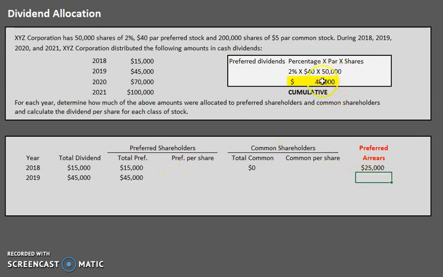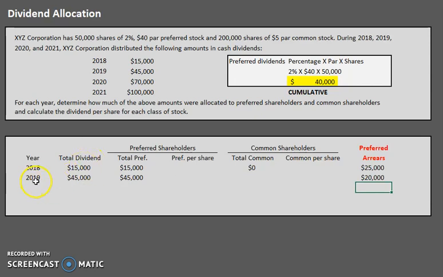So how much is in arrears then for these preferred shareholders now? They wanted $40,000 for this current year, plus they wanted the $25,000 they were owed for 2018. So they wanted $65,000. They only received $45,000. So there's $20,000 in arrears. Now, if this concept is confusing to you, please make sure to pause it and go back until you understand exactly where that $20,000 is coming from.